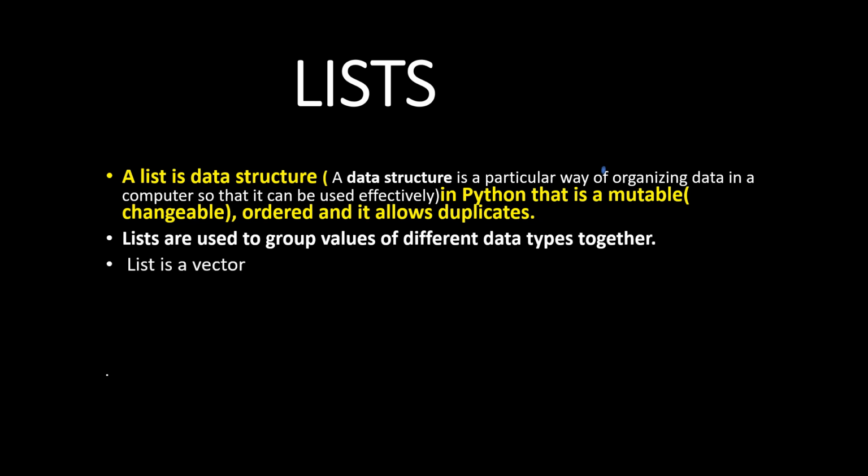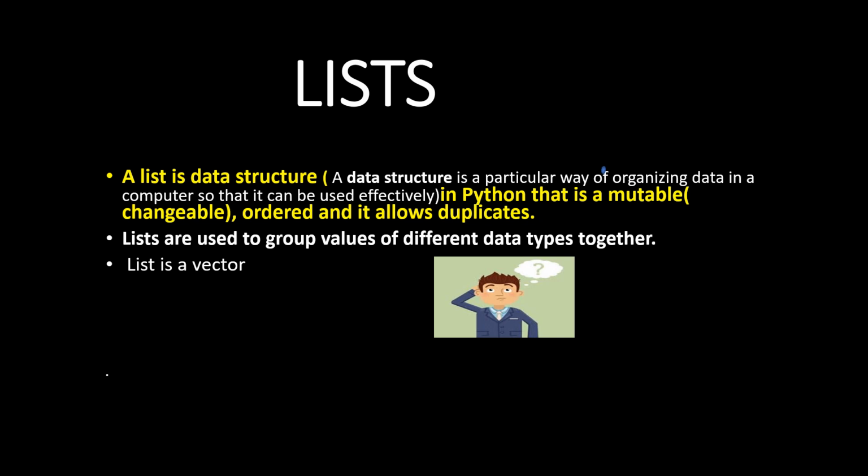Next point, a list is a vector. Now some may get confused. You're telling a list is a vector. Vector means we can group values of the same data type. And you told a list can group values of different data types, and you're telling a list is a vector. How is it possible? Yes, you're right that a list is a vector, and a vector means we can group the values of the same data type. But a list is an exception of vectors, so we can group the values of different data types.